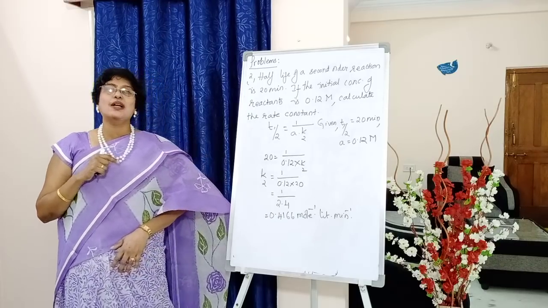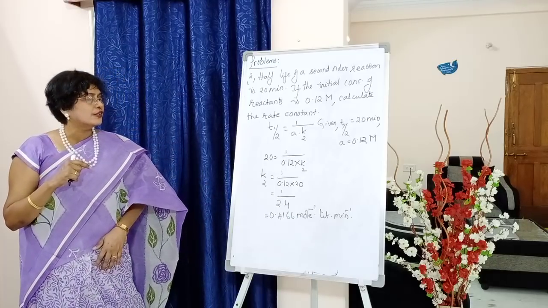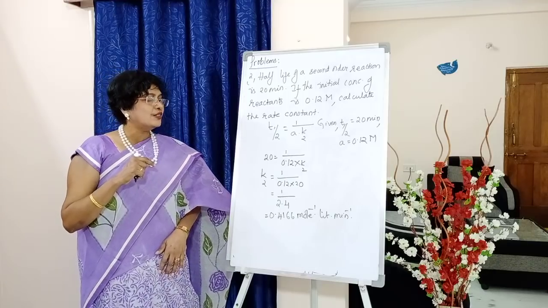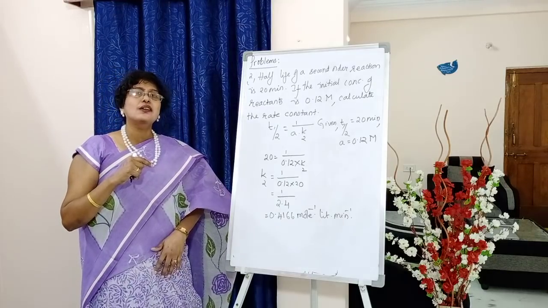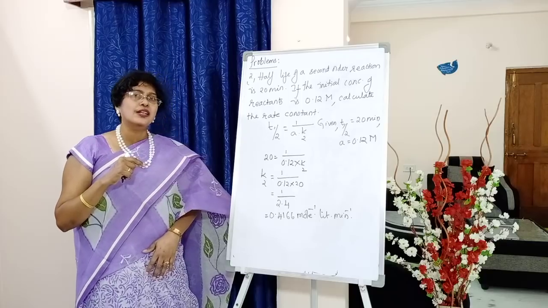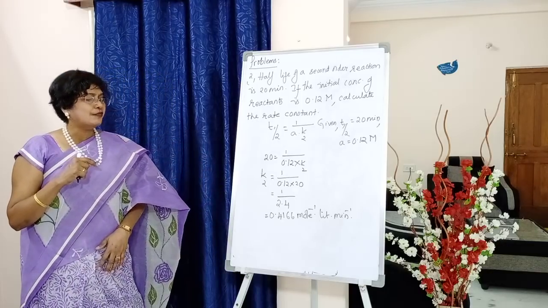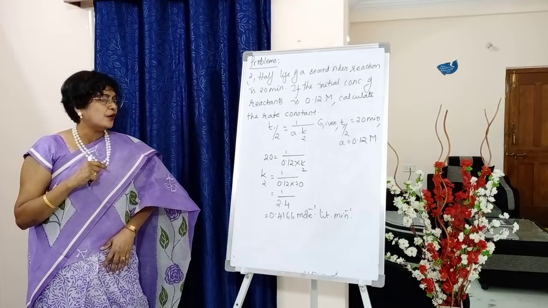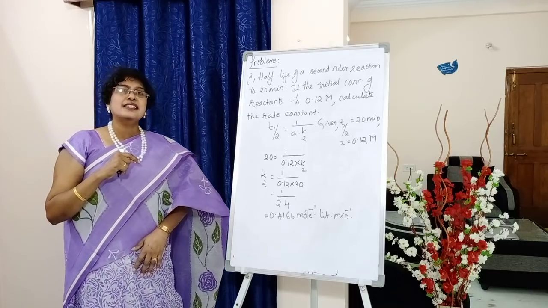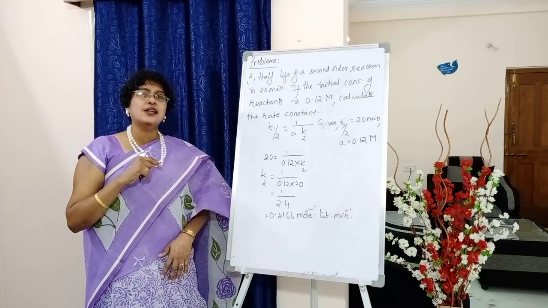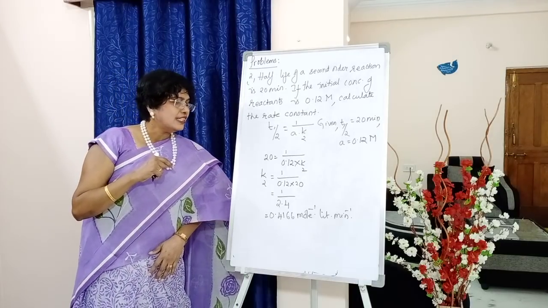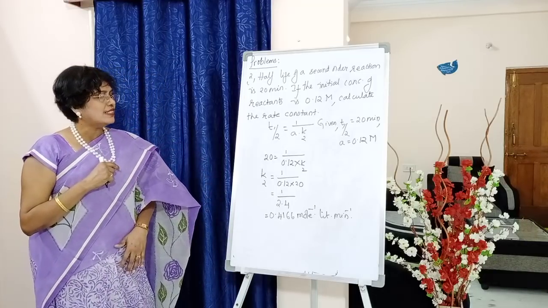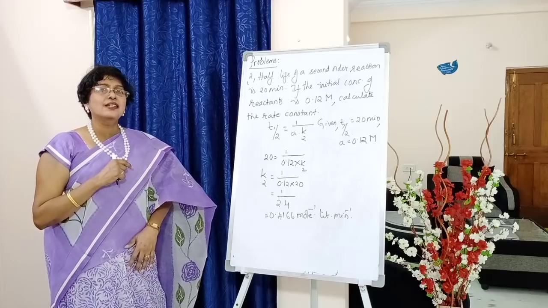Therefore, K2 is equal to, 20 goes to the denominator. So 1 by 0.12 into 20, it is equal to 1 by 2.4. So if you divide, we get the final answer as, how much are you getting? 0.4166. Write down the unit, students. Moles inverse, liters, minutes inverse. Okay. So this is the answer for your problem.